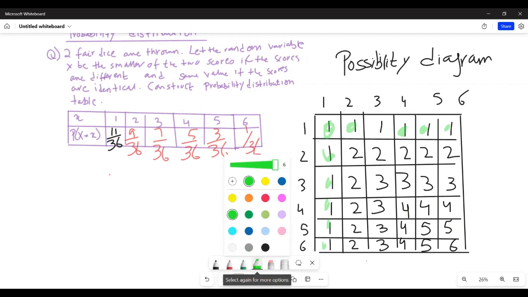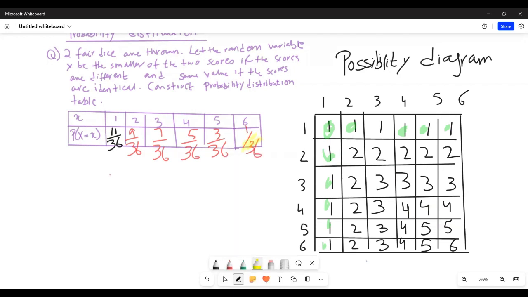And like we discussed before, if you want to check whether this is right or not, add them up and you should get 1. So 11 plus 9 plus 7 plus 5 plus 3 plus 1 would be 36. 36 over 36 is 1. So that means most probably this is correct.